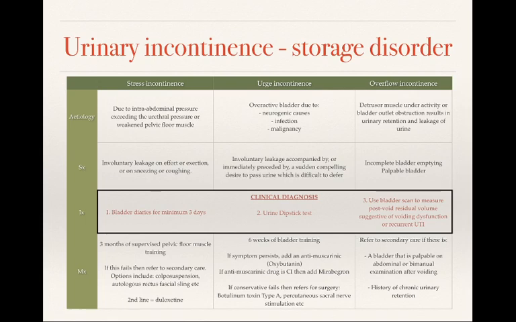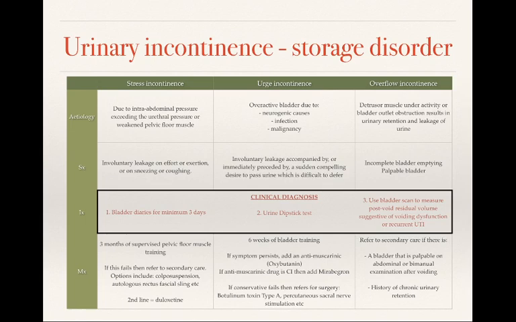If an antimuscarinic drug is contraindicated, for example, in elderly patients, you wouldn't want to give them antimuscarinics because of the potential side effects. You would give them a medication called mirabegron. I don't know how to pronounce this name, so please don't quote me on the pronunciation. If this also fails, then you can also refer them to surgery as well.